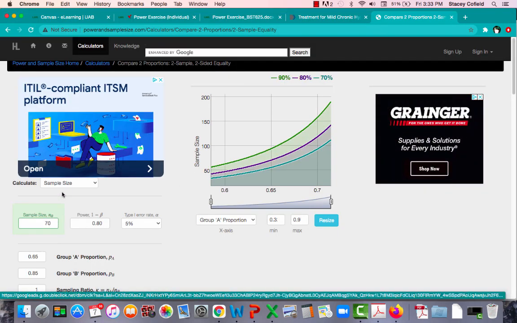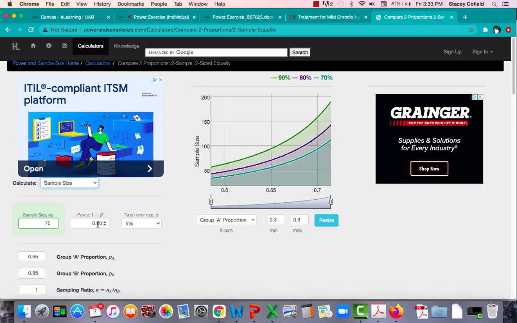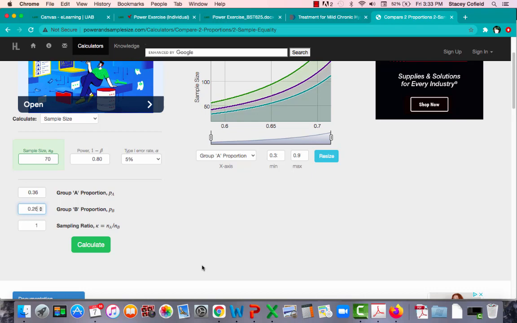And we want to determine sample size, 80% power, alpha of 0.05. Our group A proportion is 0.36. And our group B proportion is 0.26. And we're doing a 1-to-1 sampling ratio here. So our group A proportion is our standard proportion. So the 0.36 that TIDA found in their new treatment becomes our control group. And our new group is group B, 0.26. 80% power, 5% alpha, sampling ratio 1-to-1, and we're trying to determine sample size. So I'm simply going to press calculate.